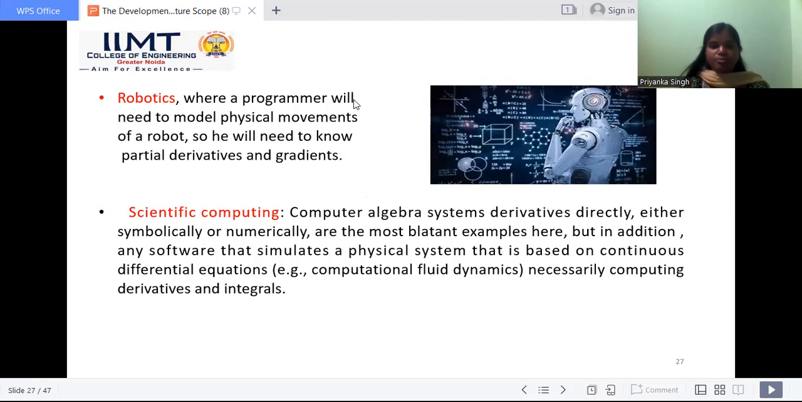Scientific computing, computer algebra systems, derivatives directly, either symbolically or numerically, are the most blatant examples here, but in addition, any software that simulates a physical system that is based on continuous differential equations. Example, computational fluid dynamics, necessarily computing derivatives and integrals.